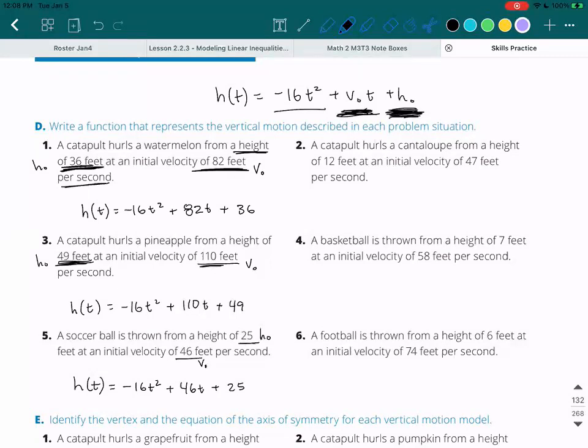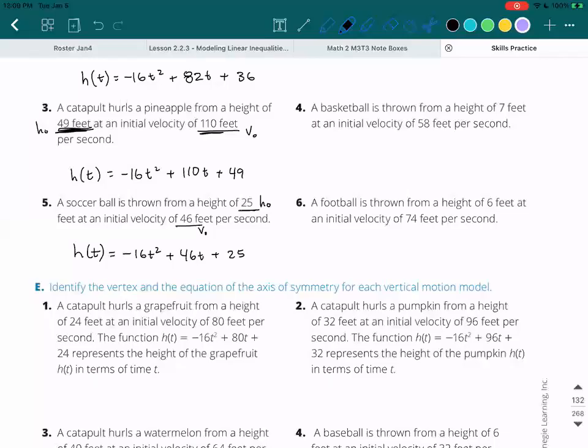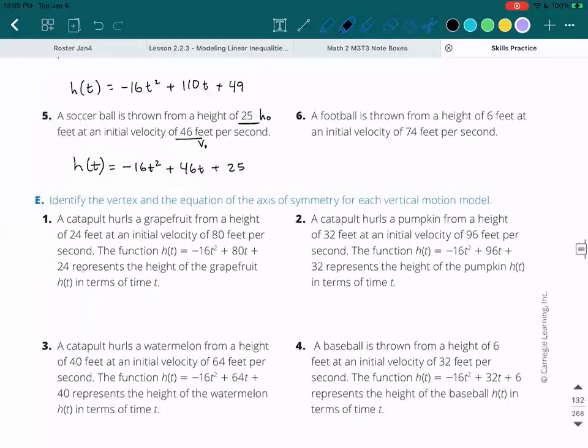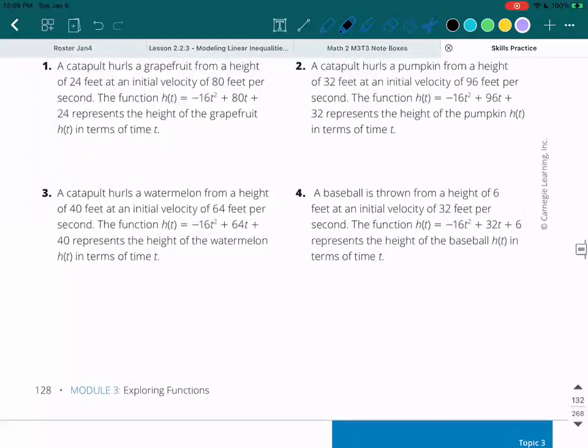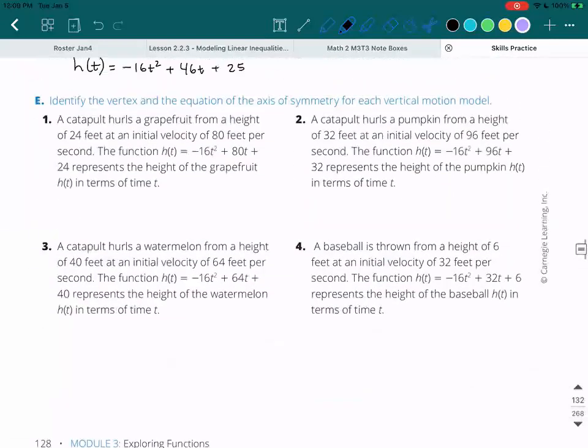So I promised at this point that I would go to show number 1 again, so I'm going to pause the recording so I can do that. Last section. Identify the vertex and the equation of the axis of symmetry for each vertical motion model. So it's 1, 3, and 5 that we're going to do together.